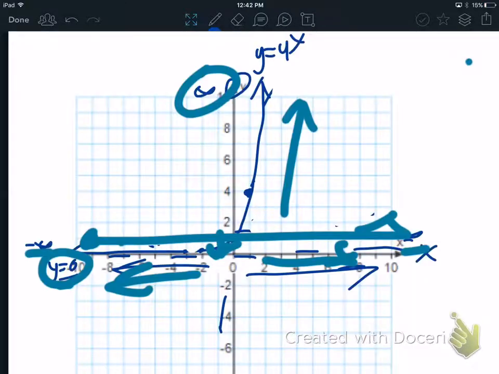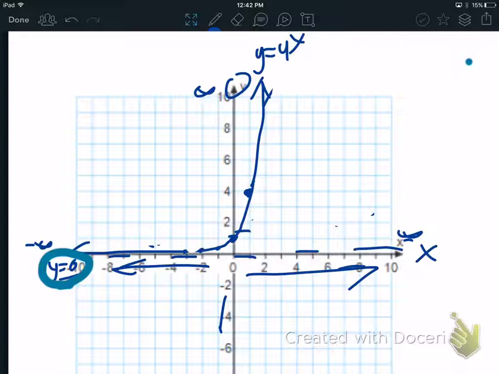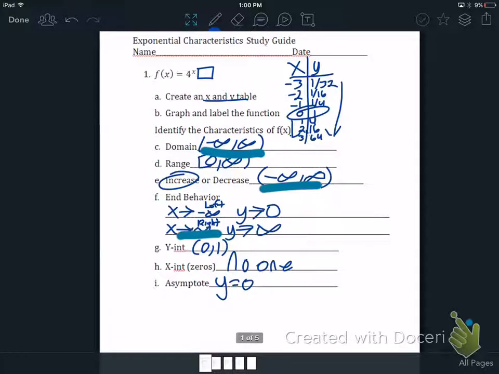My y-intercept, as you can see here, is (0, 1). It crosses the y-axis. My x-intercept, there isn't one because it does not cross the asymptote of y equals 0, and my asymptote is y equals 0.